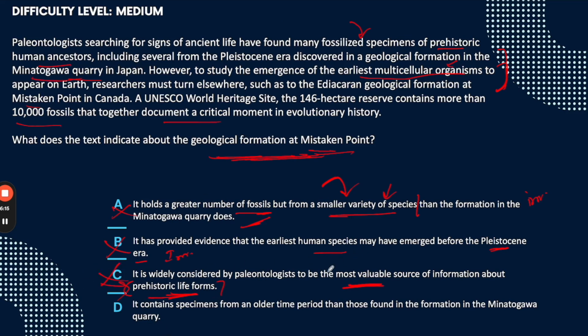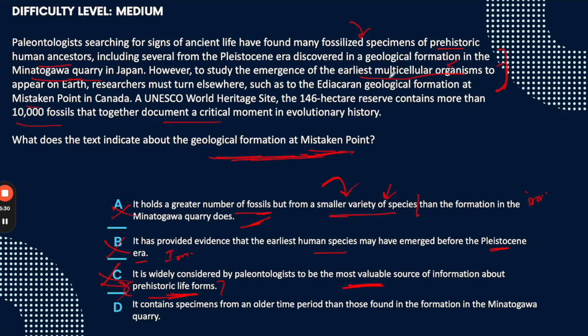So this is out. D. It contains specimens from an older time period than those found in the formation in the M query. That's absolutely correct. Like, why do they want to go to this particular location?